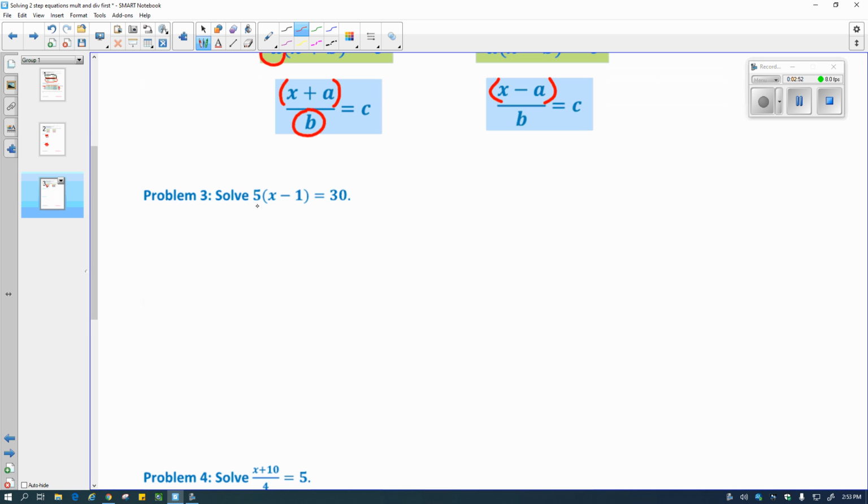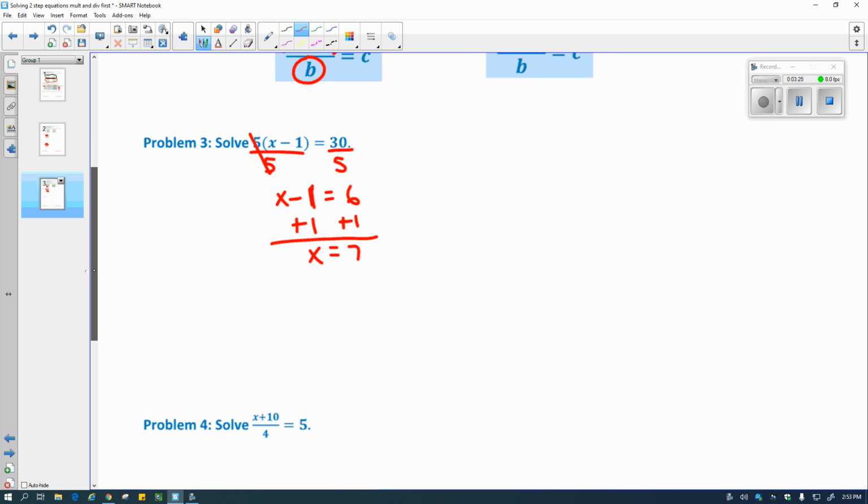I have 5 times the quantity x minus 1. Now, I could distribute that through. That's been a method of simplifying that we've done, but I want to solve. And so I can't touch this grouping symbol until I get rid of that 5 that's being multiplied in front. So I'll divide the 5 out. It cancels out. x minus 1 equals 6. And then I can add the 1 to solve. So x equals 7. So a little bit different.